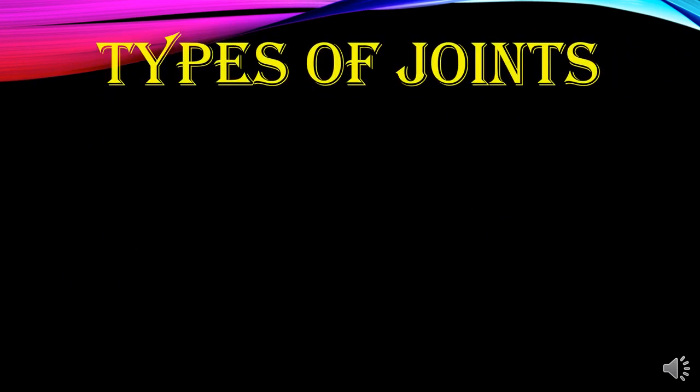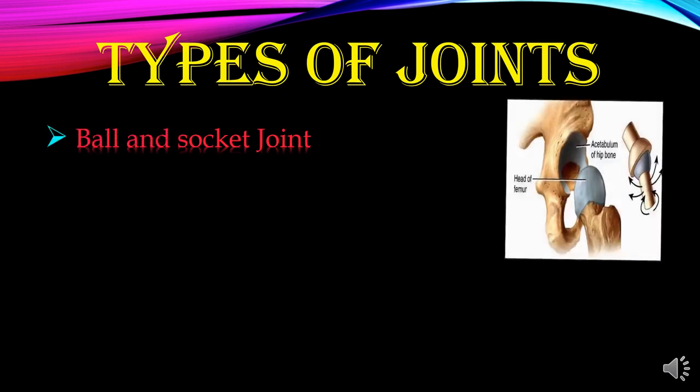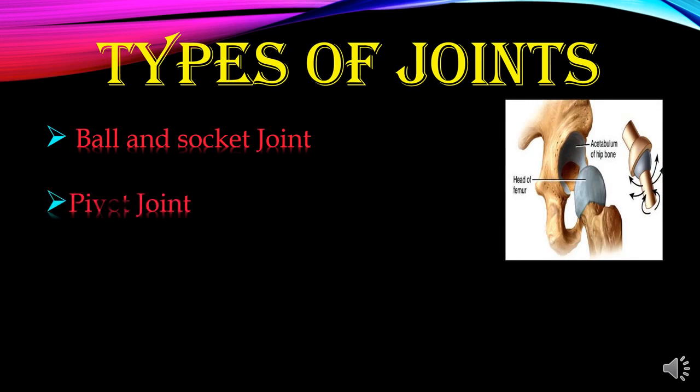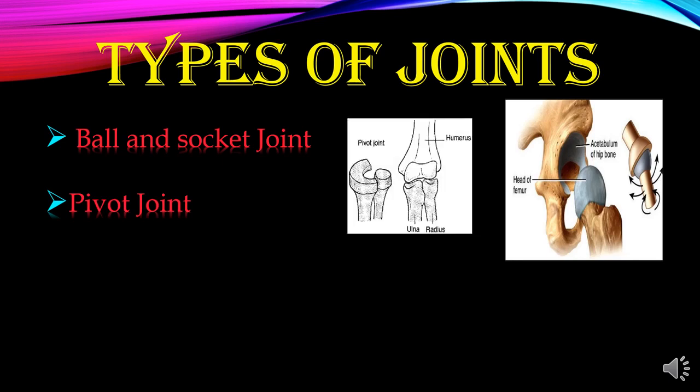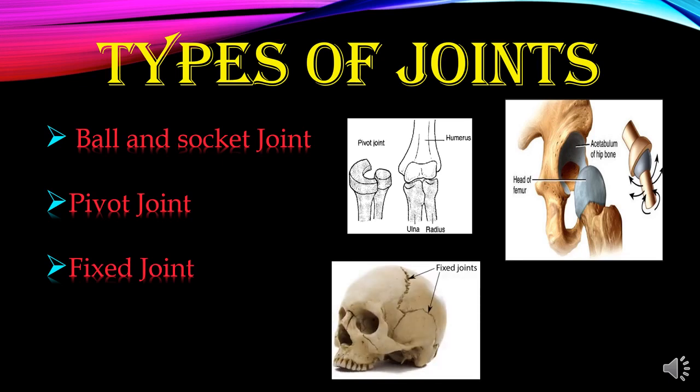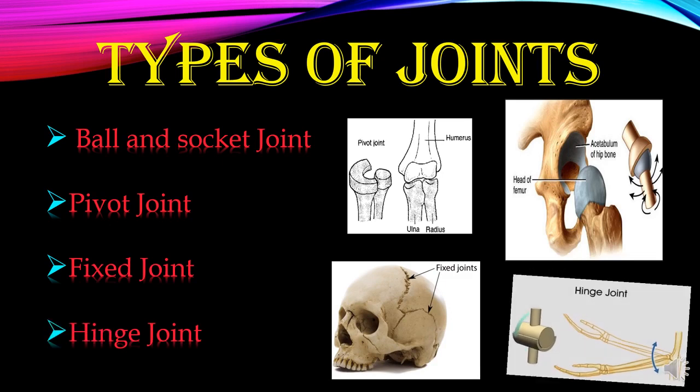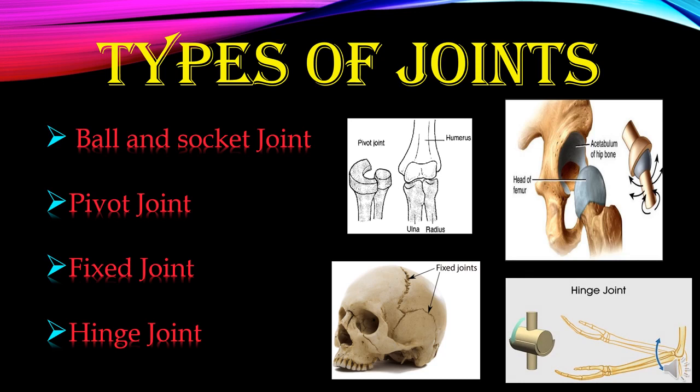Now let's see the types of joint. The first type of joint is ball and socket joint. Here I have an example for ball and socket joint. The second type of joint is pivot joint. Here I have an example for pivot joint. The third type of joint is fixed joint. Here I have an example for fixed joint. The fourth type of joint is hinge joint. Here I have an example for hinge joint. Friends, there are four types of joints.